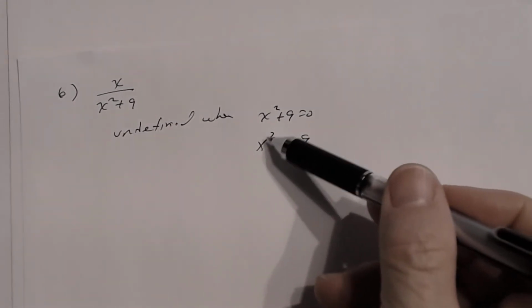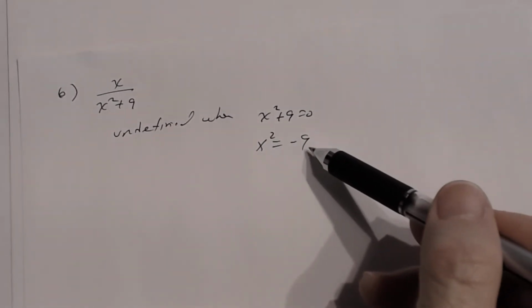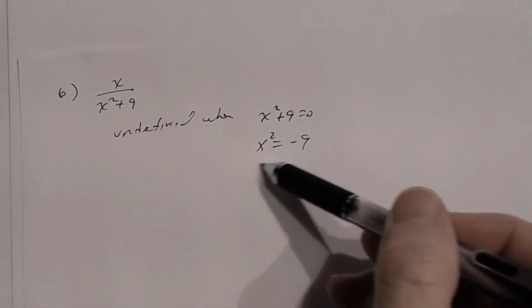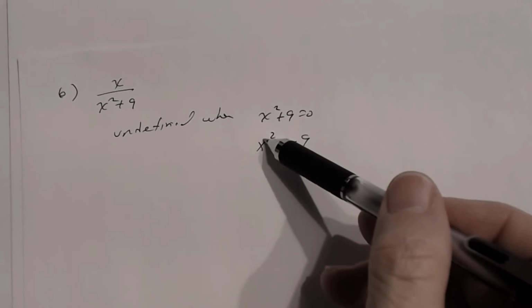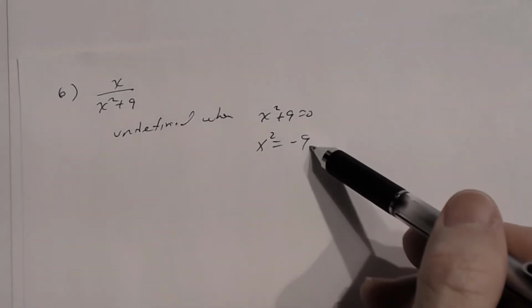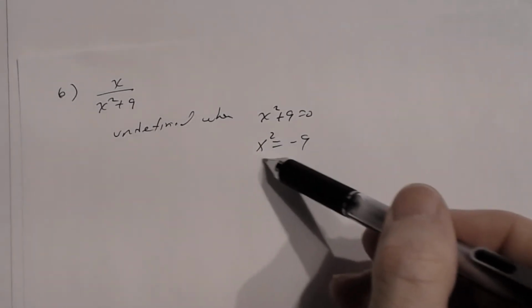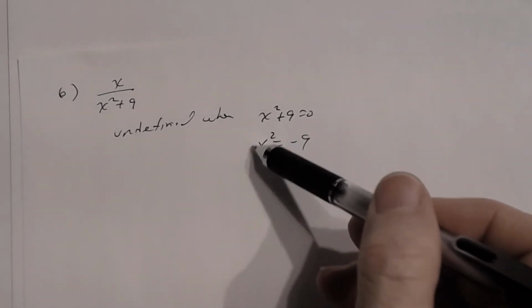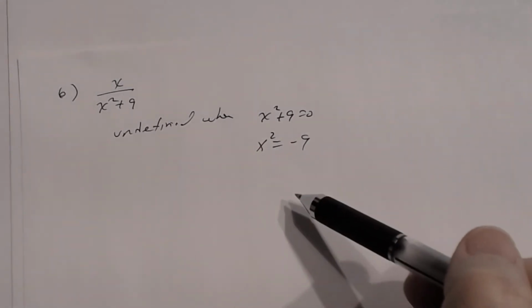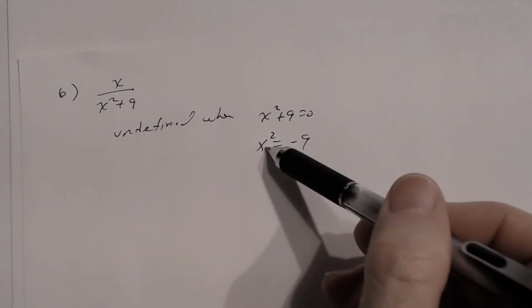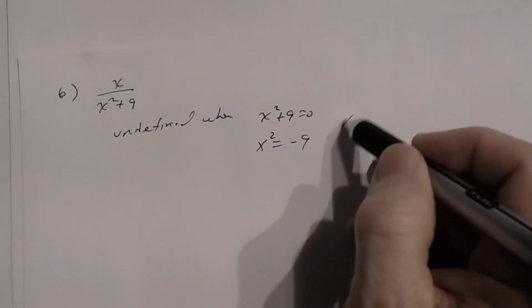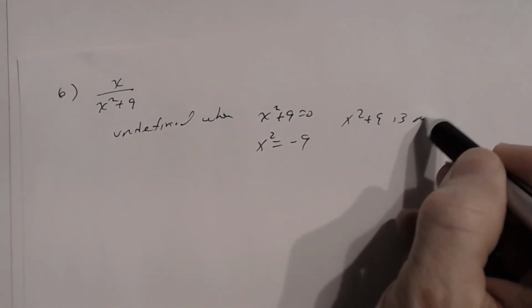If I square x, is that ever going to be negative? And you may say, well, I don't know. Think about it. If x is positive, a positive number times itself is positive, so that's never negative. If x is negative, a negative times a negative is also a positive. And if x is 0, 0 squared is 0, which is not negative. So is x squared ever going to be negative? No. So that means x squared plus 9 is never 0.